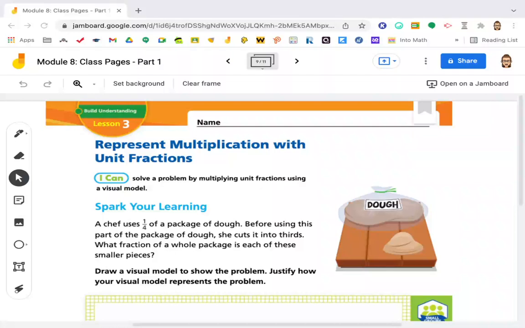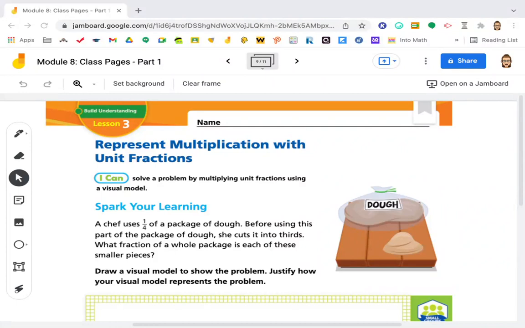Hello, my mathematicians. Today we are looking at Module 8, Lesson 3, which is all about representing multiplication with unit fractions. It says, I can solve a problem by multiplying unit fractions using a visual model. Look at the spark you're learning.